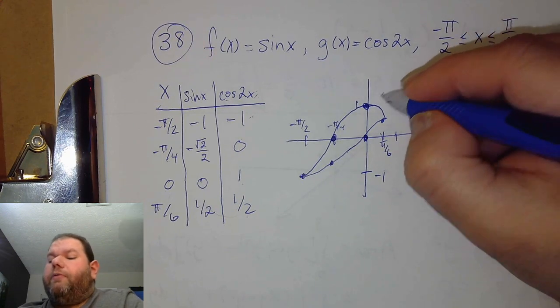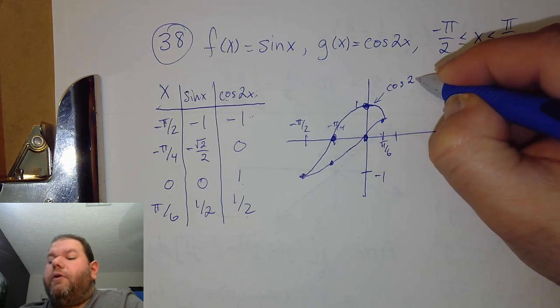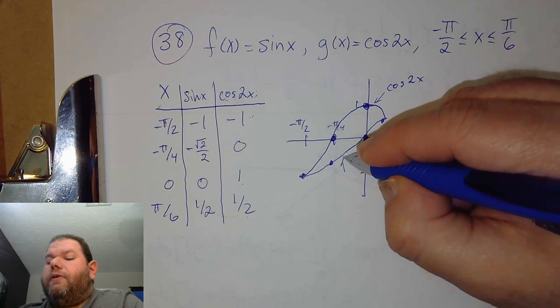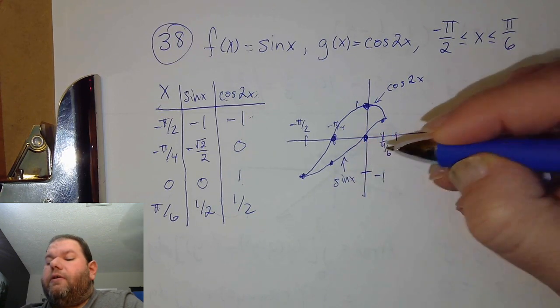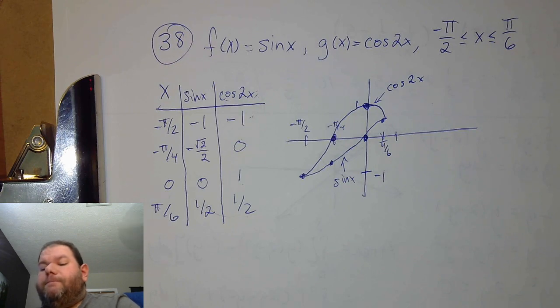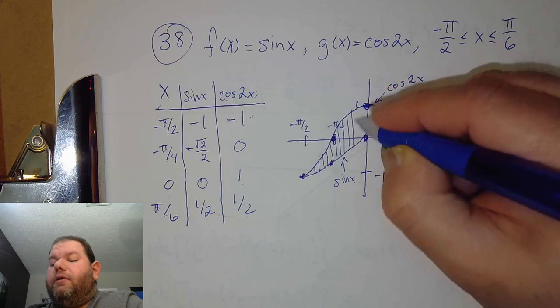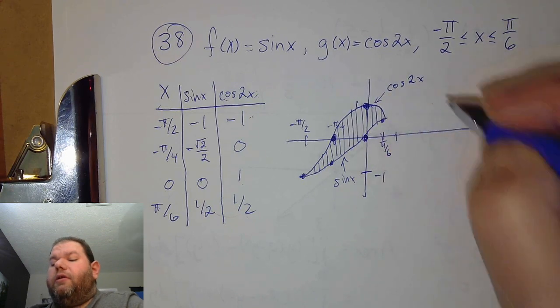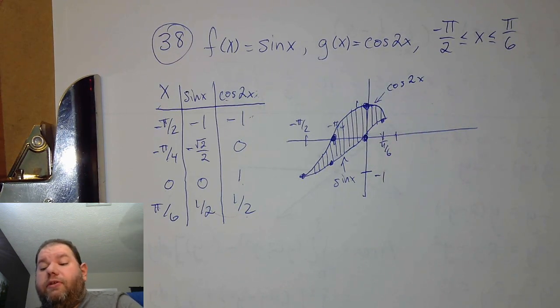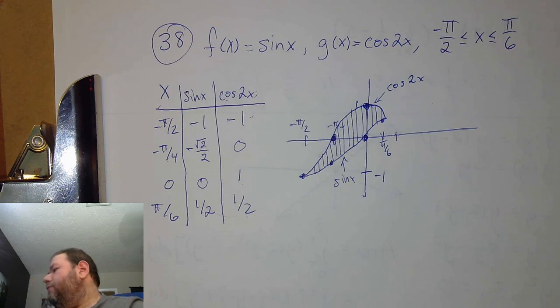Okay, and so we know this is cosine of 2x, and we know this is sine of x. I didn't draw a great sine graph there, to be honest. Now we can see there's our shaded region between the two curves. And we can tell that cosine 2x is the top function and sine x is the bottom function.